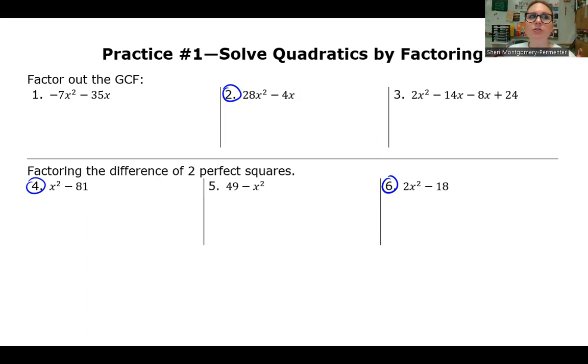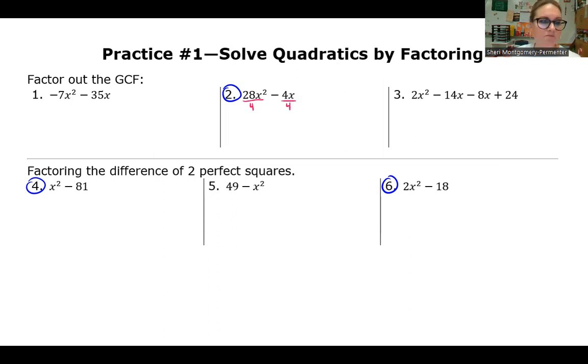So for question number 2, it says factor out the GCF. You will have a question on your quiz and it will say factor out the GCF. It will be the same type of question. And so to factor out the GCF, what you're looking for is the biggest number. We'll start with the numbers. What's the biggest number that can divide into 28 that can also divide into 4? 4. So we're definitely going to divide out a 4.